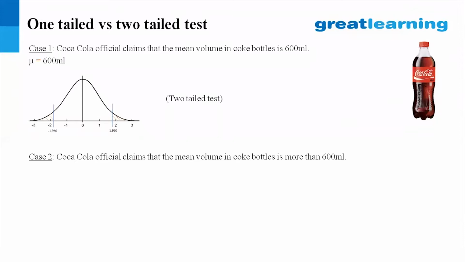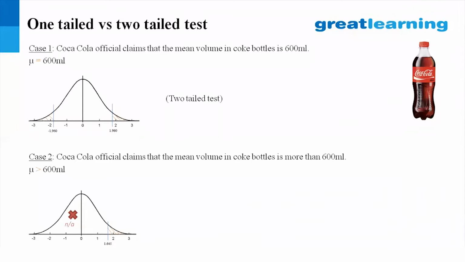In the second case, say the Coca-Cola officials have claimed that the mean volume is greater than 600 ml. In that case, it becomes a one-tailed test. Why? Because you can allow values only greater than 600. You cannot allow values which are lesser than 600, because the claim that they are making is more than 600 ml. So the lesser than side which you had in the first graph nullifies here. There's nothing that you can do with the left hand side, so it's only the claim that you have to test, whether it is greater than 600 ml or not, and that you can test up to a certain limit.